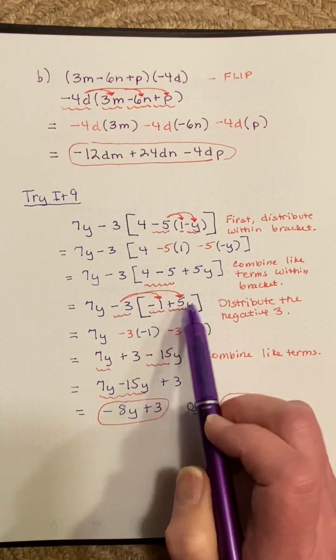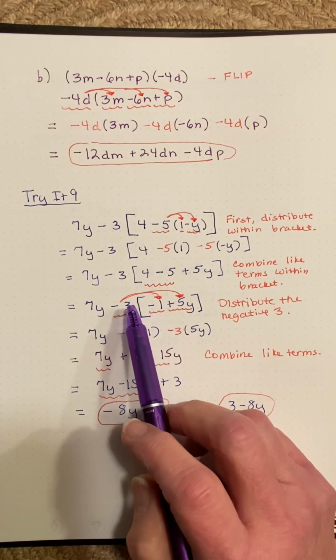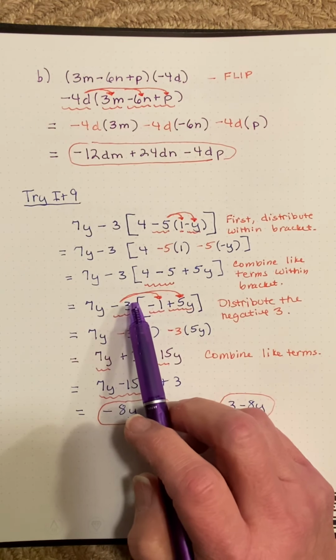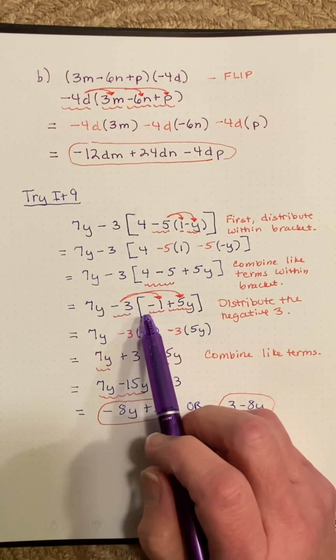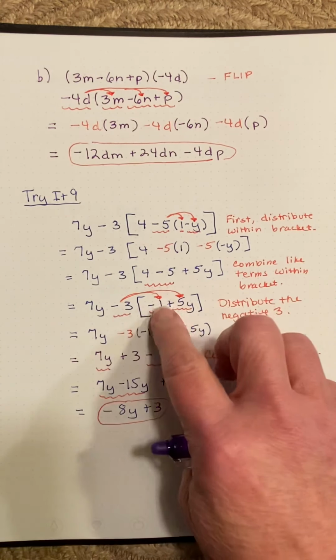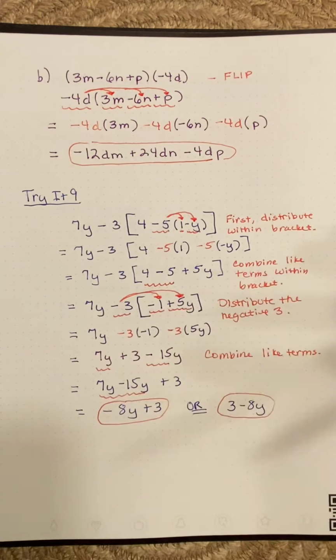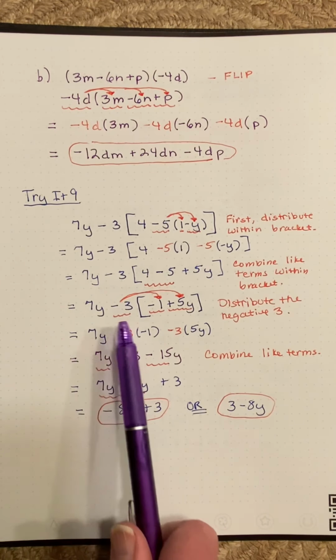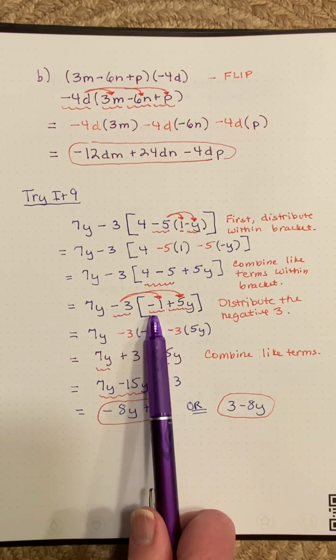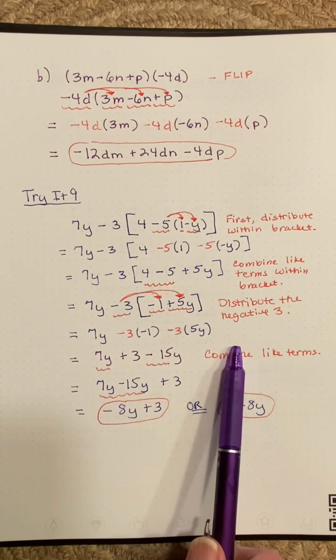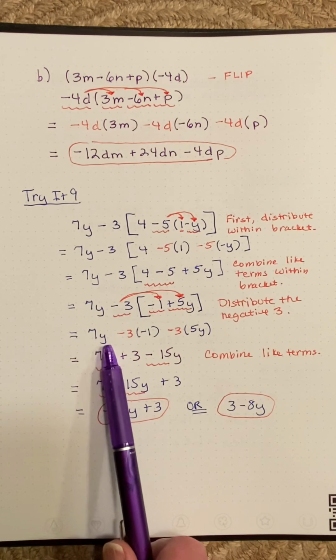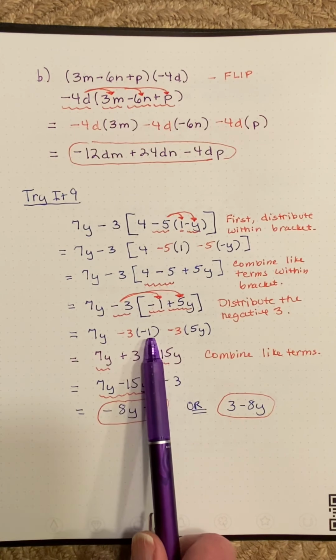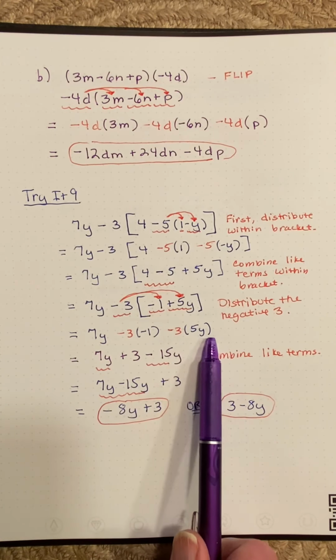At this point, I could have changed those brackets to parentheses to help me see that better. But if you go ahead and do a bracket, remember, if there's just two things within the bracket, it's sort of like parentheses. So going on, now I can distribute that negative 3 to the negative 1 and the positive 5y, which is what I did here. So I have 7y, negative 3 times negative 1, negative 3 times positive 5y.